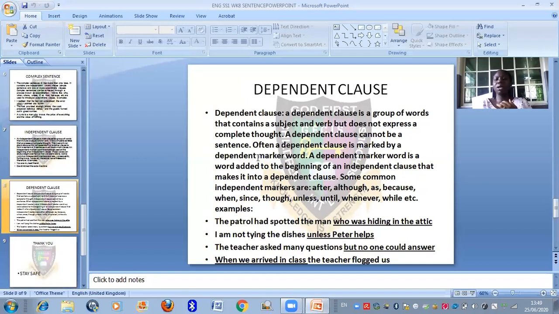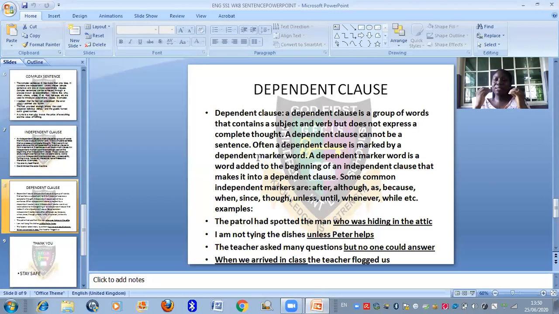And the second type is the dependent clause. We said we'll be looking at independent and dependent clauses. Now, what does dependent mean? Dependent means something that cannot stand alone. It needs something else before it can function properly. A dependent clause is a group of words that contains a subject and a verb, but does not express a complete thought. It does not have a complete meaning.